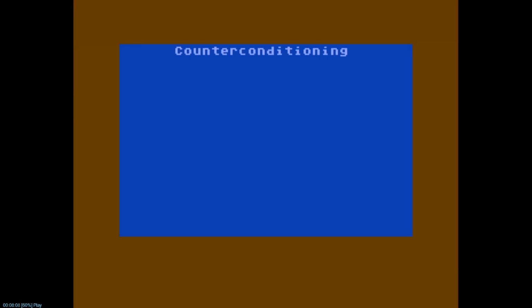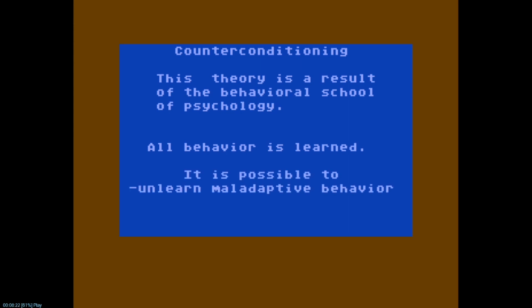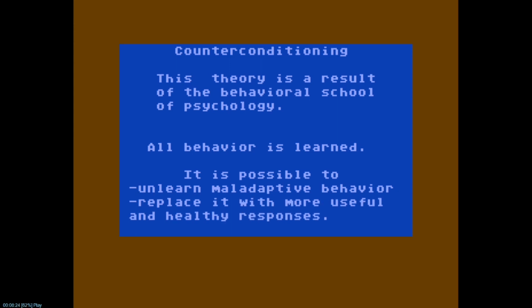Next, we can consider counseling by counter-conditioning. This theory is a result of the behavioral school of psychology. Its concept is relatively simple, that all behavior is learned, and that it is possible to unlearn maladaptive behavior and replace it with more useful and healthy responses.